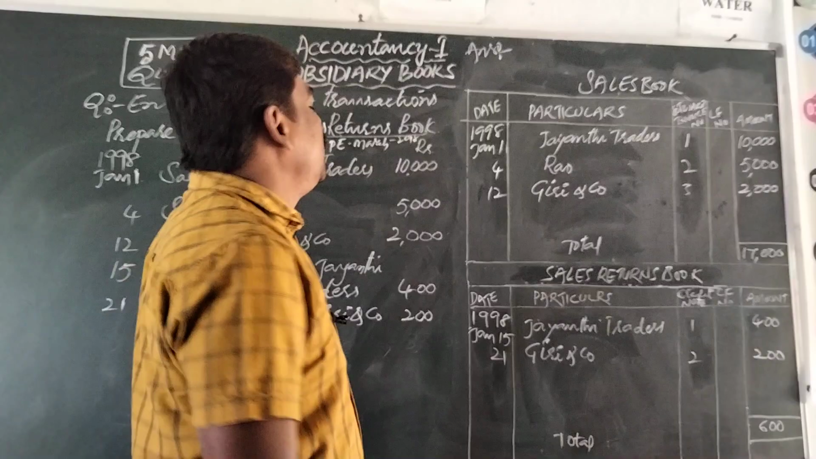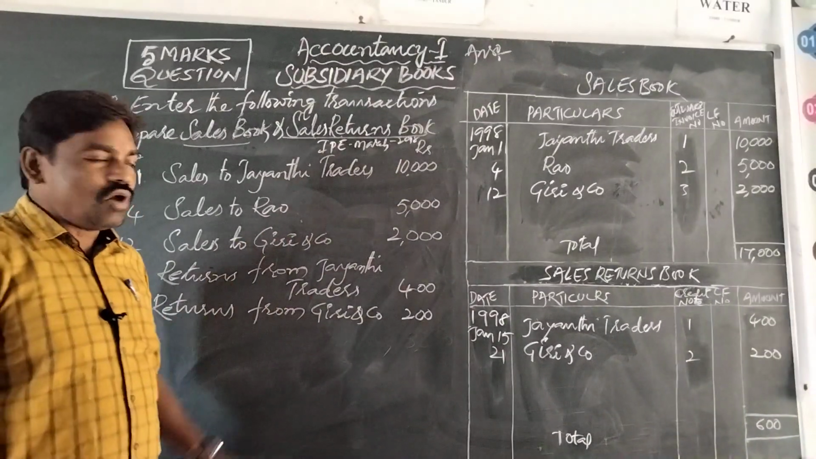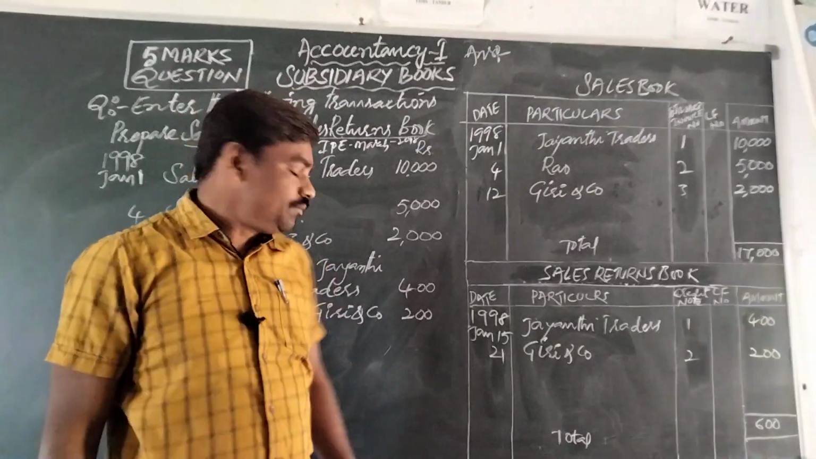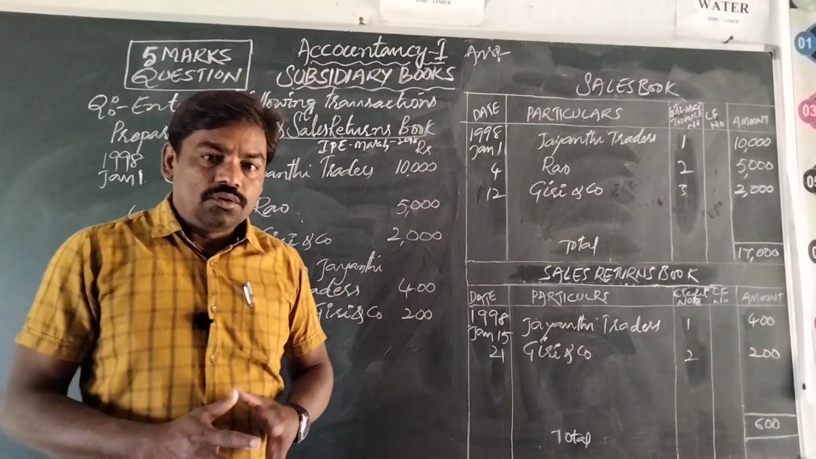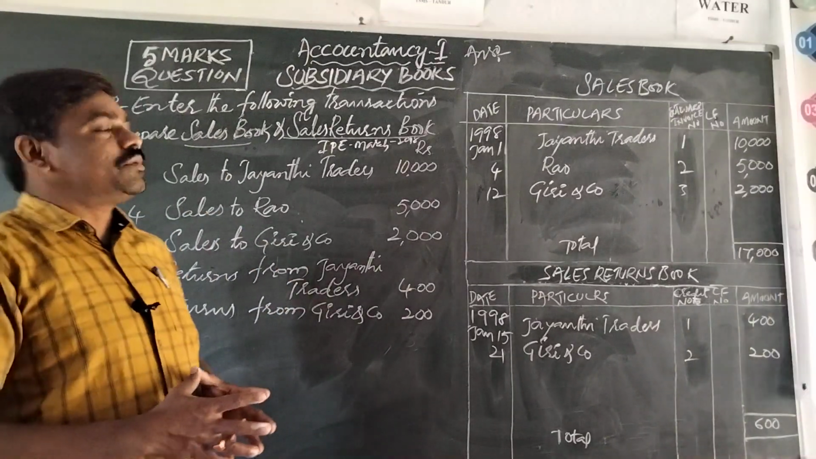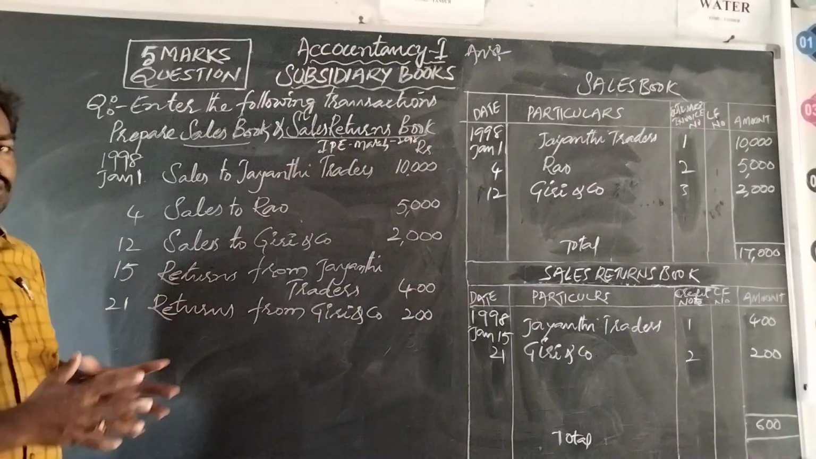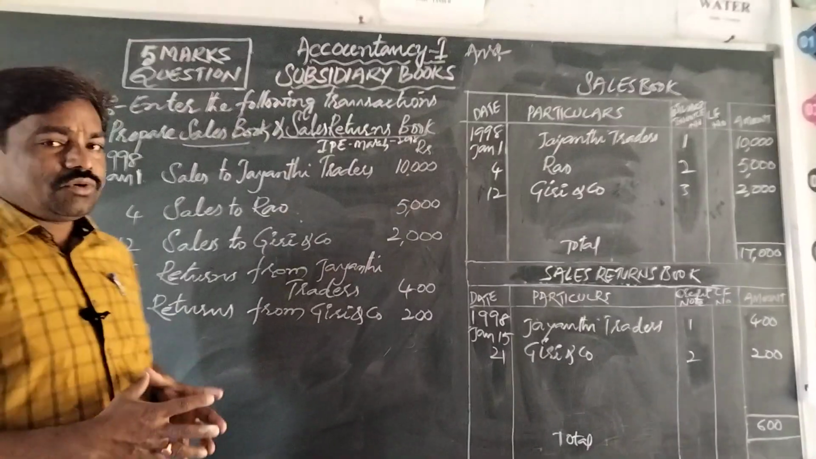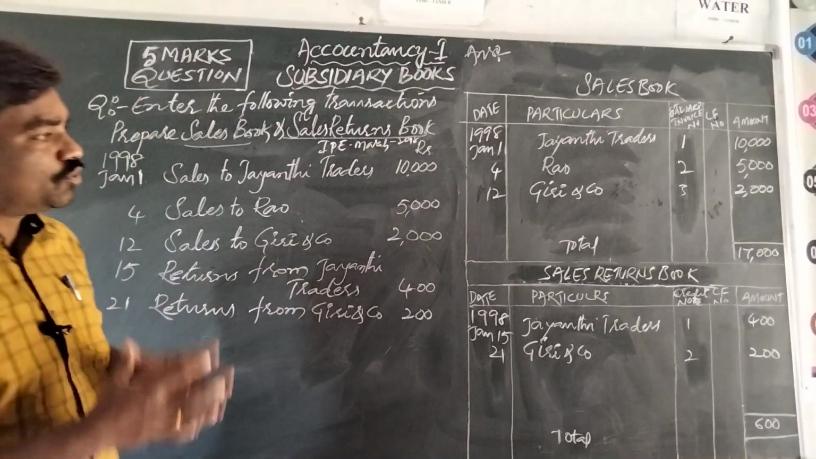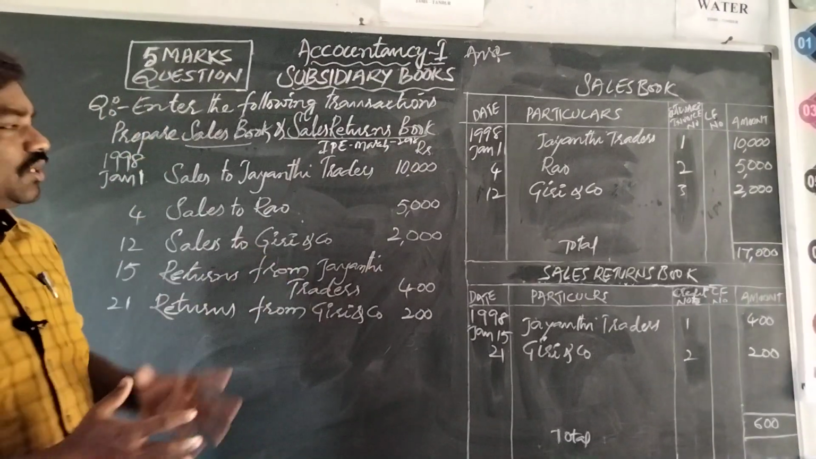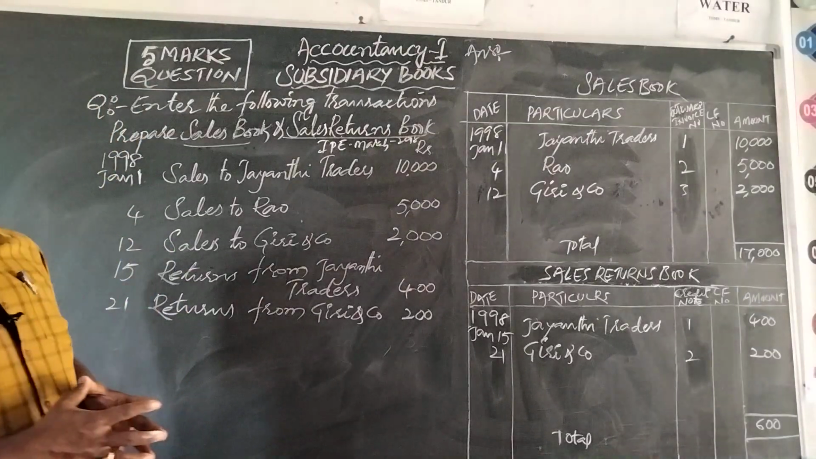If you are able to prepare the sales book and sales returns book like this, you can score 5 marks in the annual examination. Students, I hope you understood. If a problem is given on subsidiary books for 5 marks, you need to read the problem carefully and try to understand what you are actually asked, and prepare those subsidiary books and show the transactions in them, and you will get 5 marks.